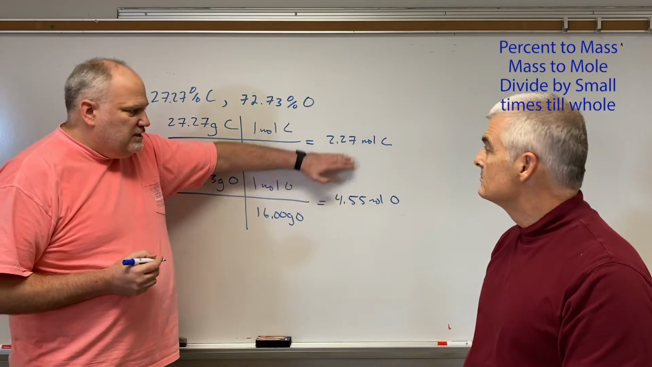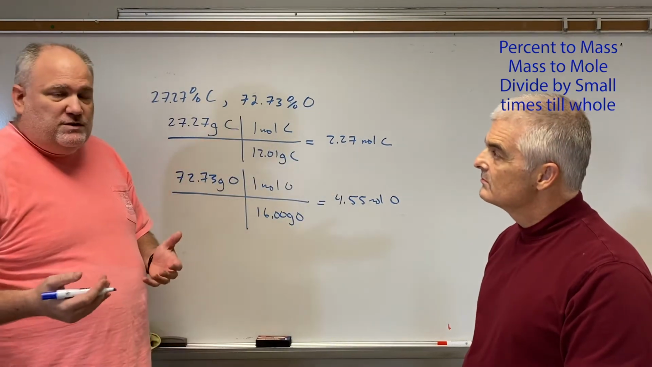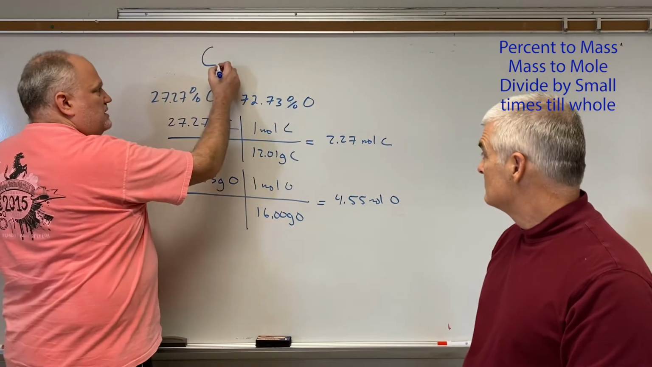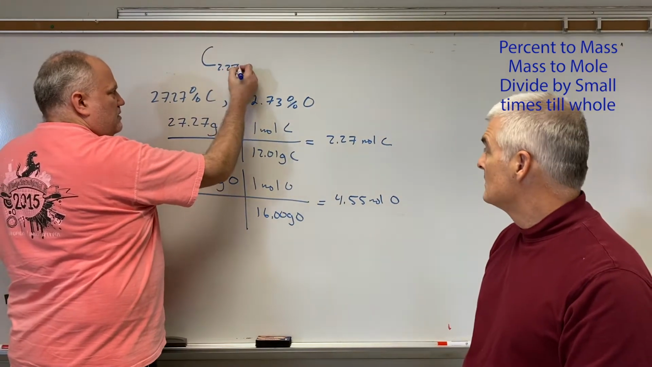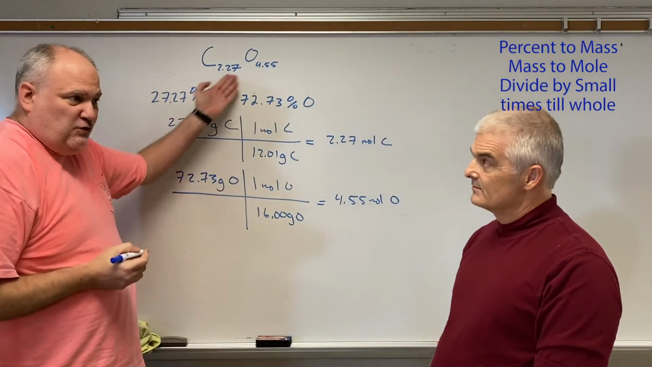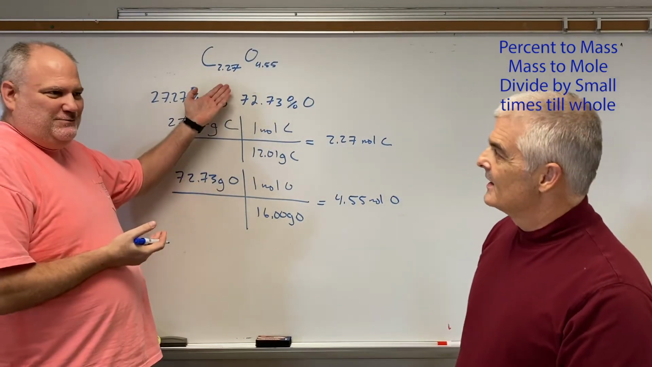Now, I'm going to jump in here just for a second because I want to show you something. These numbers right here, these mole ratios, that's actually the ratio between these two elements. So we could actually write, if we wanted to, C 2.27, oxygen 4.55. These are the correct numbers, but is there something wrong with this, right? Yeah, we want whole numbers.